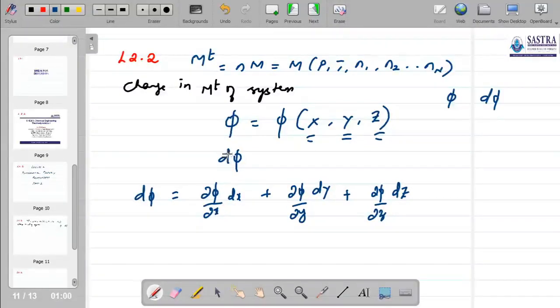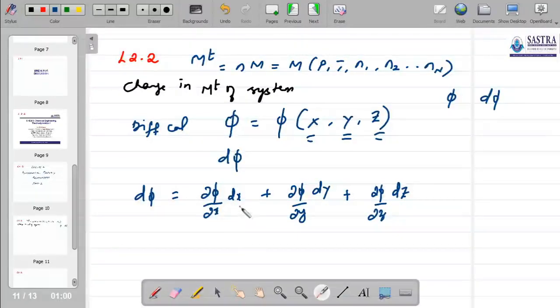I repeat, this is all based on the concept of differential calculus. If we have a dependent variable phi, which is a function of three independent variables x, y and z, and let us assume this function is continuous, so x, y and z can take continuous values in the given domain of the system that we are talking of. That means any change in x, y and z will result in a change in phi.